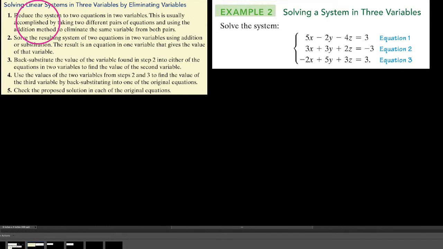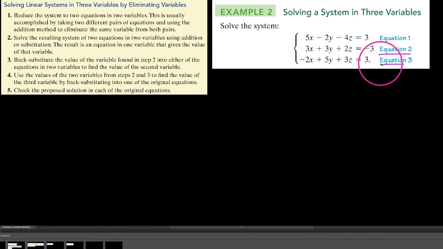But we say that this is usually accomplished by taking two different pairs of equations and using the addition method to eliminate the same variable from both pairs. What I want you to notice is, as this is written over here, they label these equation 1, equation 2, equation 3. And as they mention, taking two different pairs means we're going to use, say, equation 1 with equation 2. That's a pair of equations. Or we'll use equation 1 with equation 3. Or we could use equation 2 with equation 3.